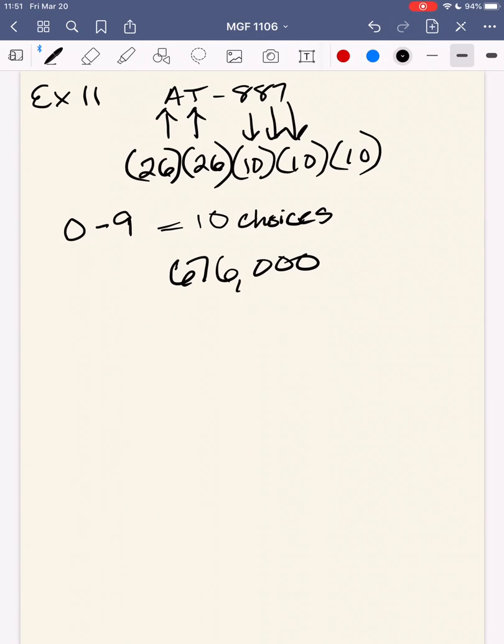This is the last example I'm going to do for this section. It's just a bunch of multiplication.